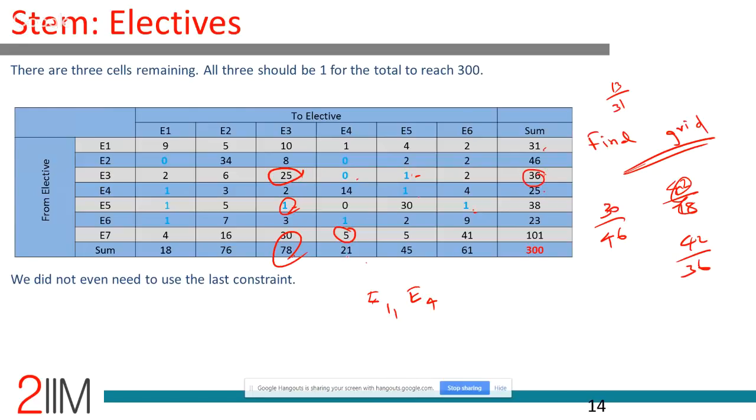25 to 21, 4 by 25, not so high. 38 to 45, 7 by 38, not so high. 23 to 61, 23 by 61, not so high. 42 by 36 is more than 100% increase in E3.